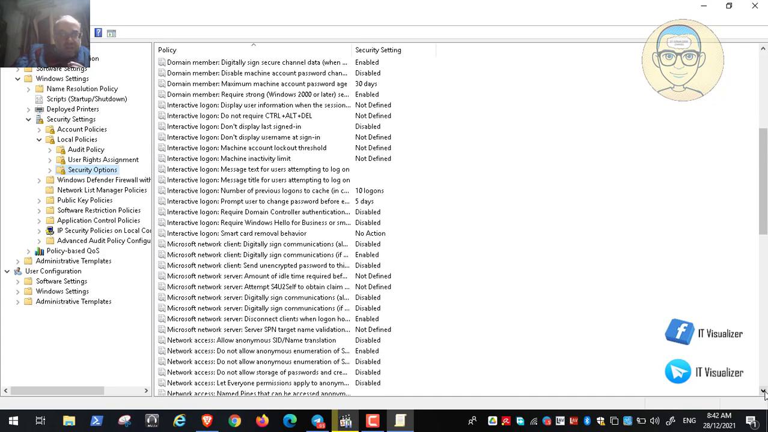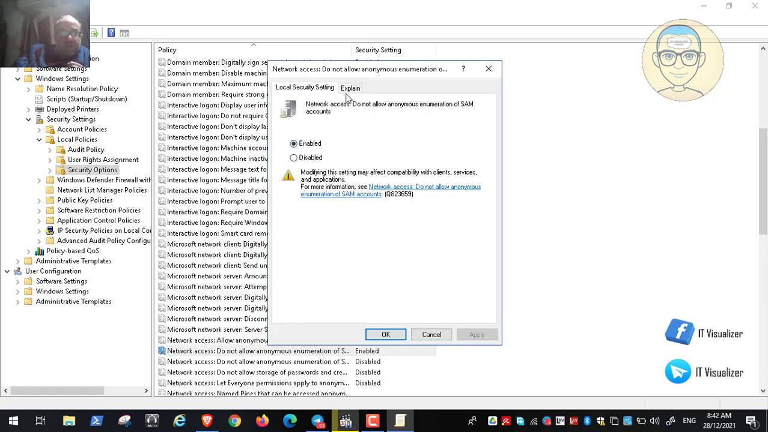Okay, yes, SID, yes, here it is. Network access: do not allow enumeration of SAM accounts. This is it. This is the policy that we are talking about, to enable and explain.